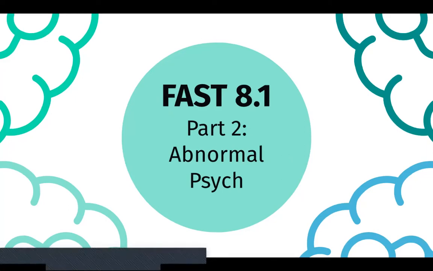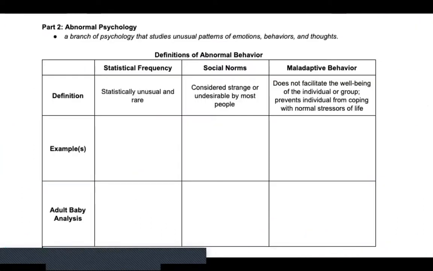So welcome back, and we are going to move on to part 2, which is abnormal psych. So you can kind of keep this open or just have it in the background. But we are going to be looking at how do we decide what behavior is abnormal, and we have 3 different approaches. I am not going to put the definitions in my presentation. You certainly are welcome to, but I think after you do a few examples and we do the adult baby analysis, it'll make sense as to how we define abnormal behavior.